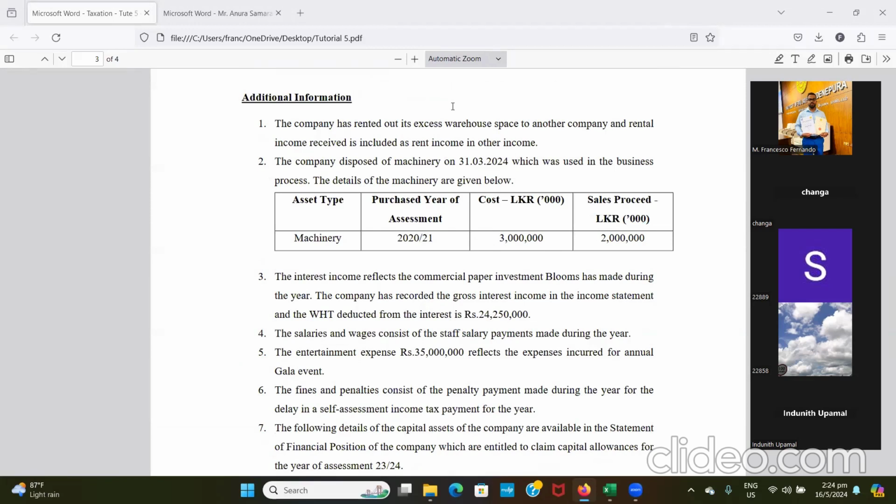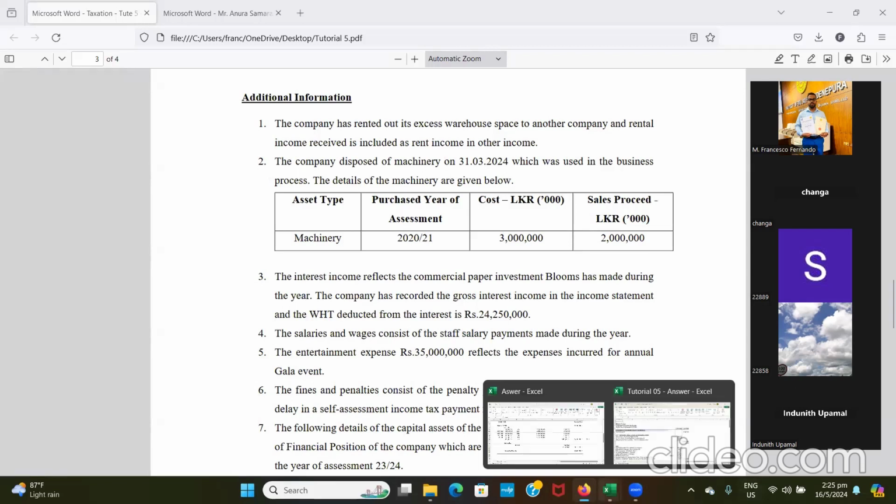The company has rented out its excess warehouse space to another company and rental income received is included as rent income in other income. Okay, Indunil, thank you. The company has rented out.